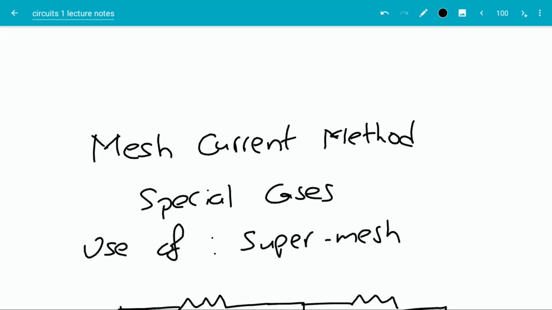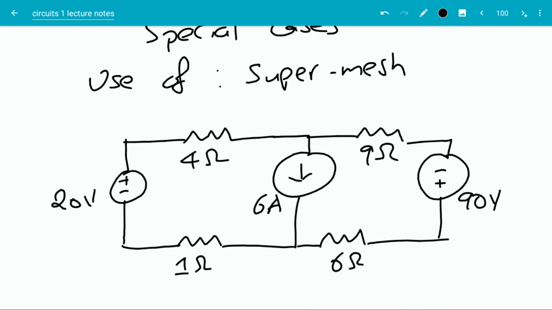Let's look at some special cases which may arise when you're trying to use mesh current method, which are not so straightforward to solve. As usual, we will consider an example circuit to see this. I'm going to use the two loop currents I1 and I2 as shown.